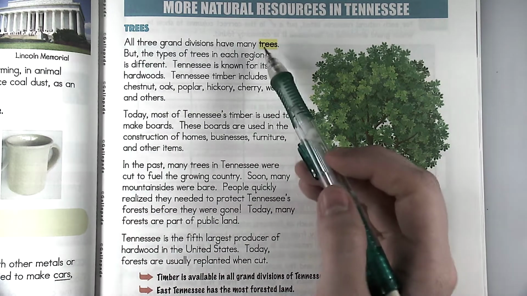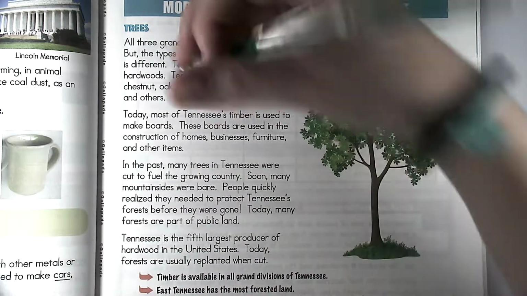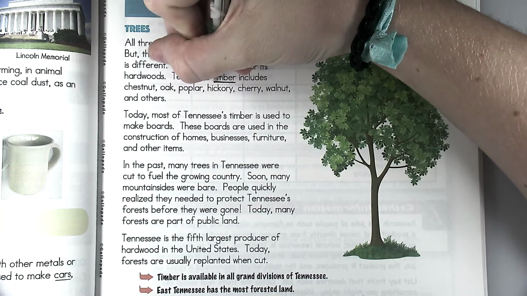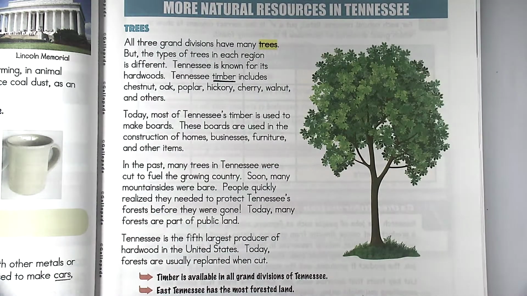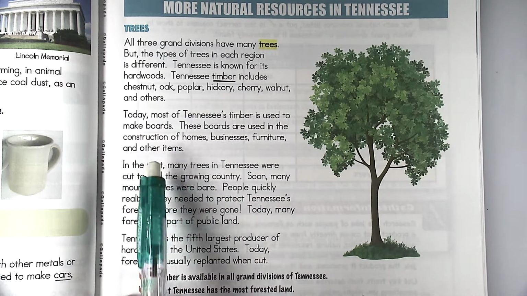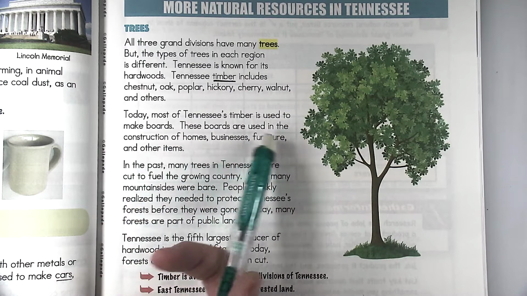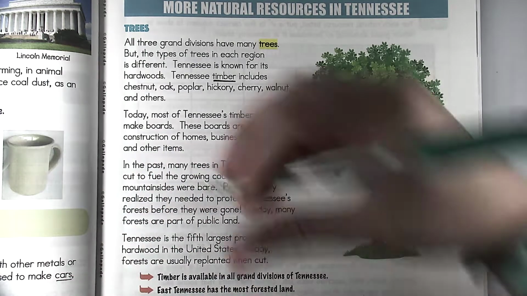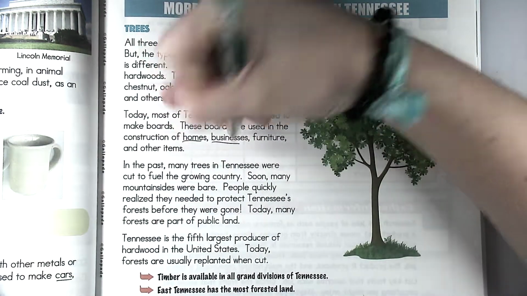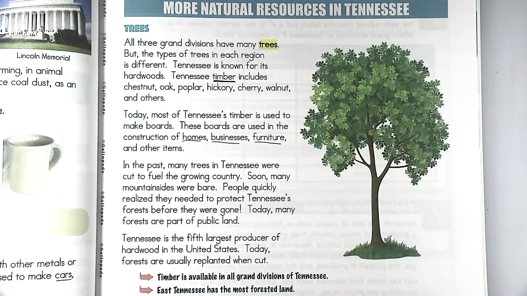So trees and timber are pretty much the same thing. And you need to know that those mean the same thing. They're used to make boards. Boards are used in the construction of homes, businesses, furniture, and other items. So timber can be used for a bunch of different things.